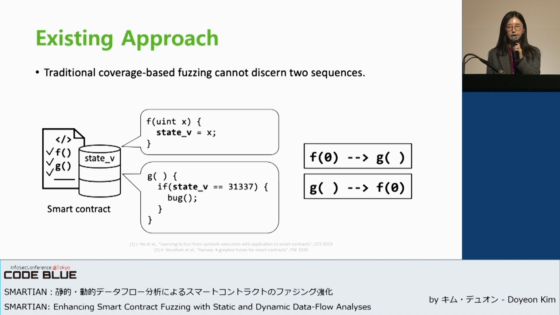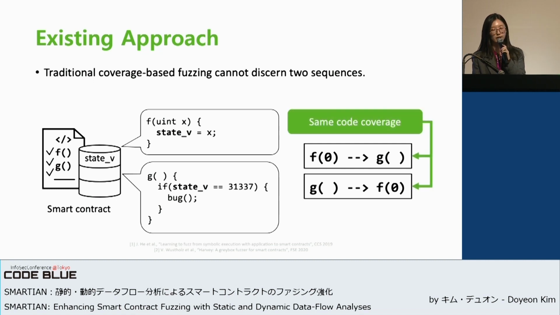So I'd like to note that traditional coverage-based fuzzing is not effective in recognizing whether a sequence is meaningful or not. This is because these two sequences, or the two test cases, achieve the same coverage. In other words, if we already have the second sequence in our test case pool, then the first sequence will be considered uninteresting because it does not bring any coverage gain.